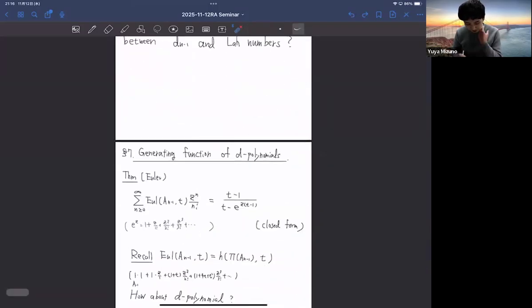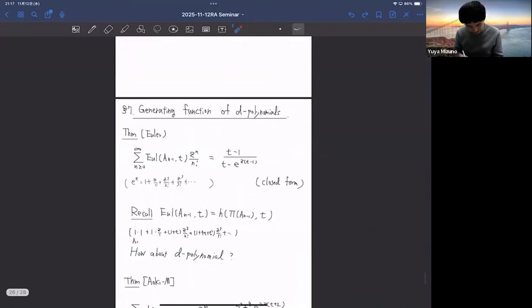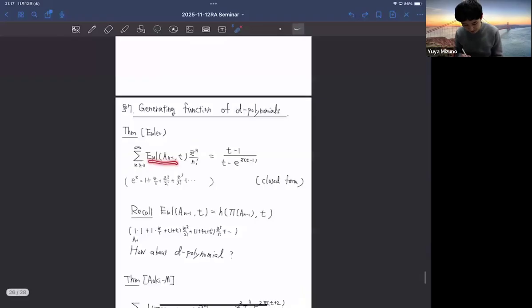Okay, so finally, we give some connection with classical work by Euler. He studies exponential generating functions of these Eulerian numbers, and it has a beautiful closed form. Namely, this exponential generating function has the following closed form.